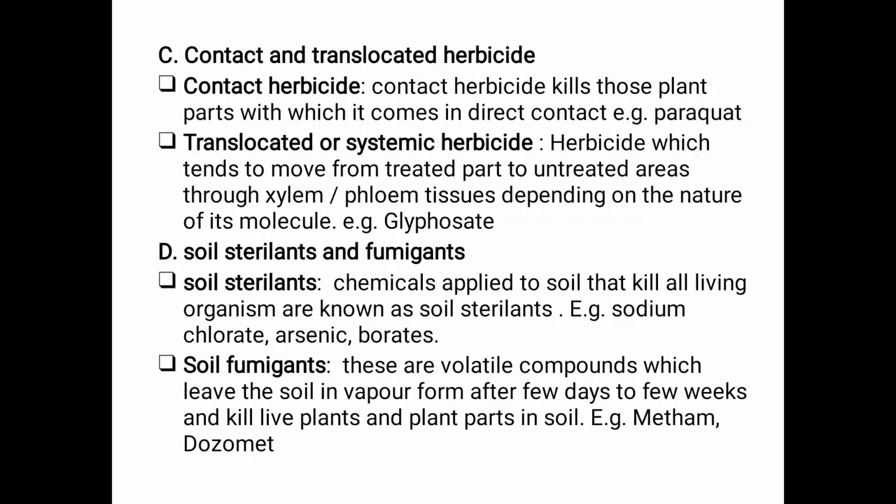Permanent soil sterilants are used for controlling weeds in industrial areas, non-cropped areas or grounds for one or more seasons. So the next one is the soil fumigants. These are volatile compounds which leave the soil in a vapor form after a few days to a few weeks and kill the live plants and plant parts in the soil. They usually function as a vapor or a gas that diffuses through the soil and have a relatively short life in the soil. It kills all plant growth before the planting of more desirable species. Their examples are methane and dazomet.